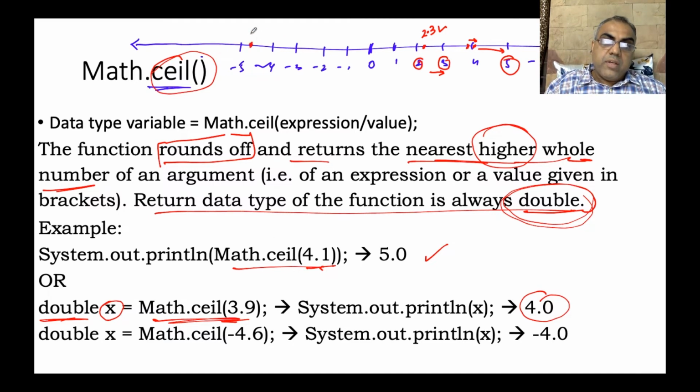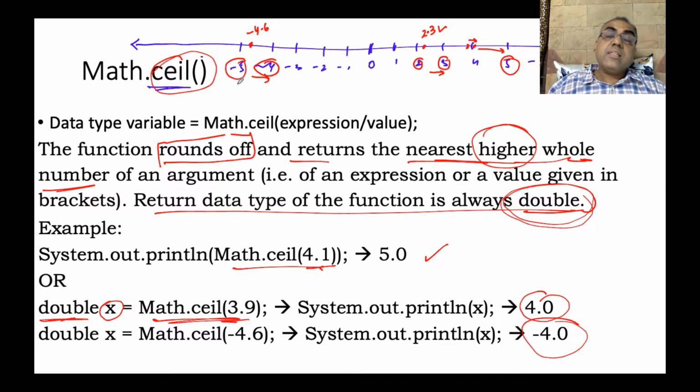let's say minus 4.6 is somewhere here, then your greater number is still on the right hand side, which gives you minus 4. So you need to be more careful with negative numbers than positive numbers. Positive numbers are very easy to find, greater, smaller, but with a negative number you will have to be very careful.